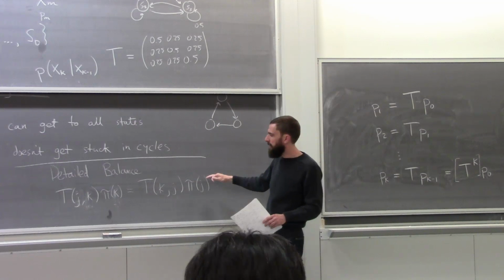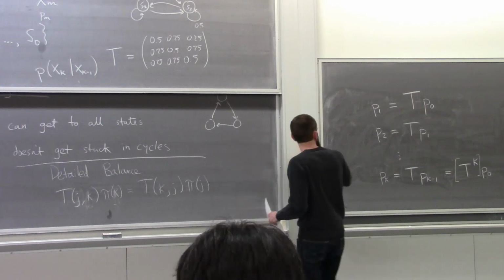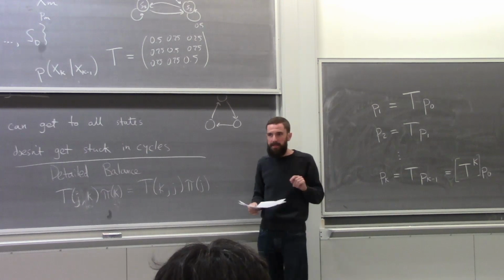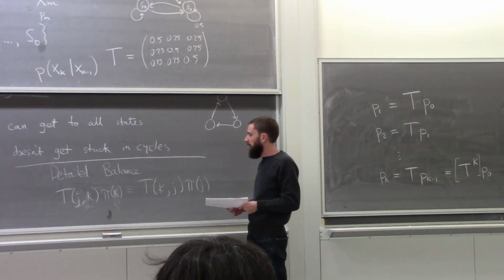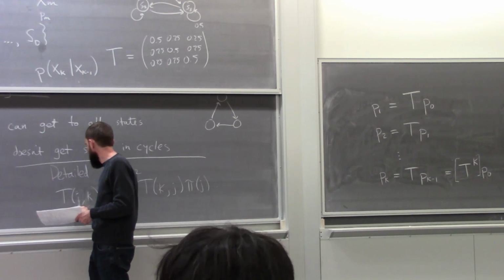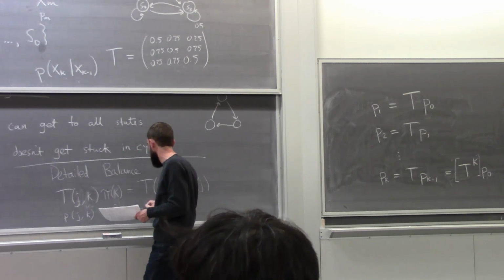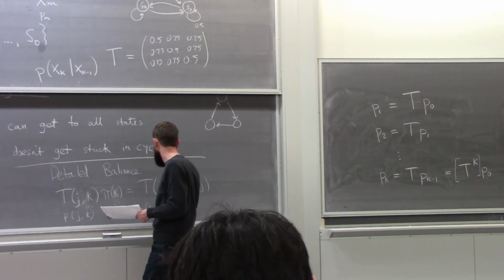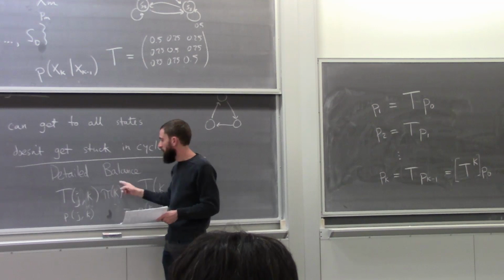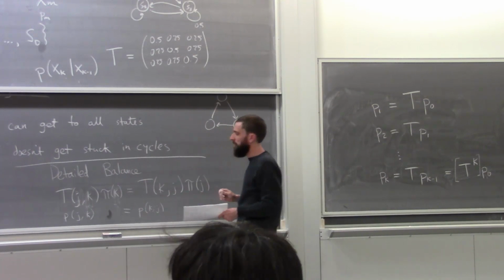So this detailed balance condition ends up giving me that I'm going to satisfy everything I need to satisfy to converge to the stationary distribution pi. If you think of this as a conditional probability, this is equivalent to saying the joint probability of j and k is equal to the joint probability of k and j. Once you hit the stationary distribution, this joint probability is just the joint of the same probabilities.